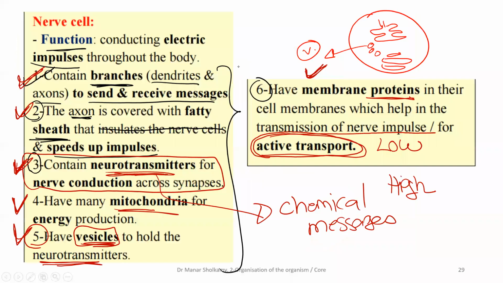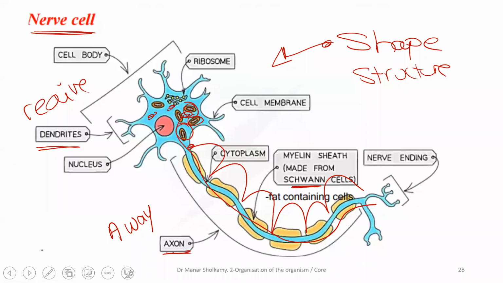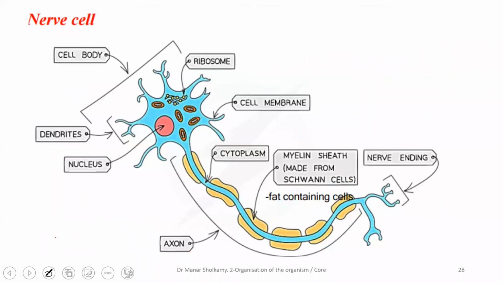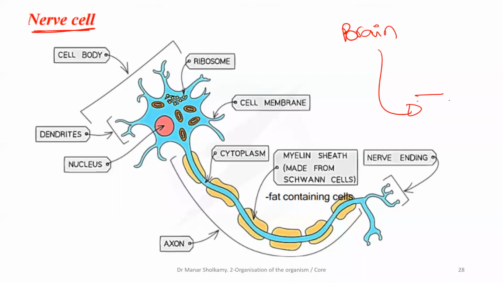What does "to send and receive a message" mean? I don't understand. Okay, look. This is a nerve cell, my dear. A nerve cell carries messages to different parts of the body. If your brain, Omar, wants to send a message to your hand, who will carry the message? The nerve cell. Does your brain actually move and go to your hand? No. The brain will send a message.